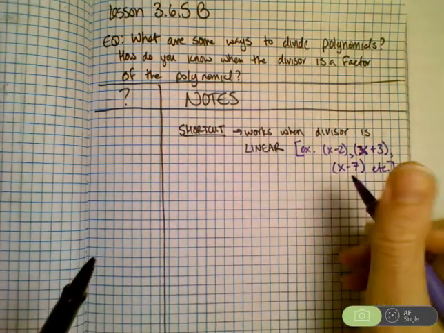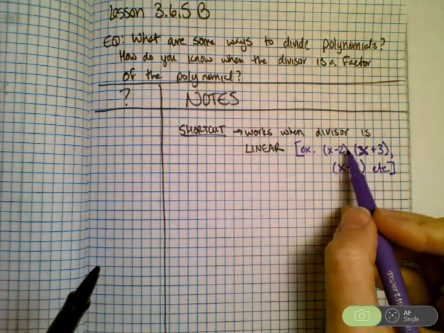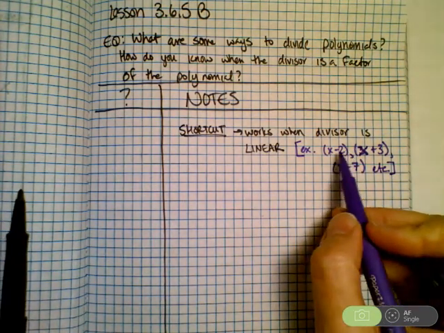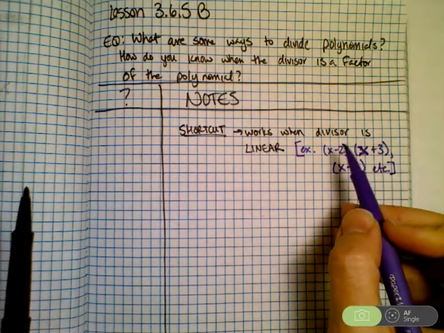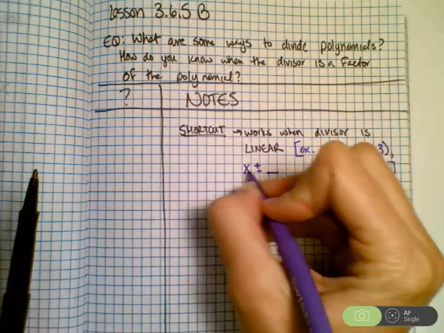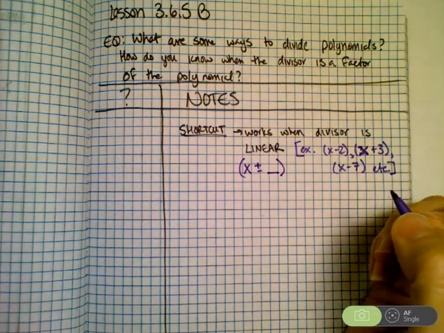It doesn't work if we have an x squared here. It doesn't work if we have an x cubed or anything else. So it only works if there's two parts and there's a plus or minus in between. So it's x plus or minus something. So if you have x plus or minus something, then this shortcut will work.